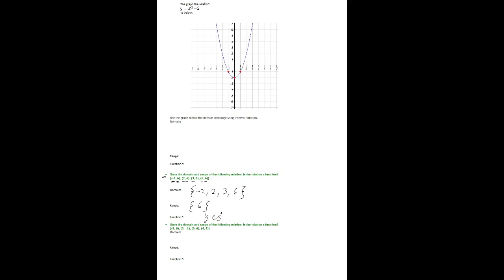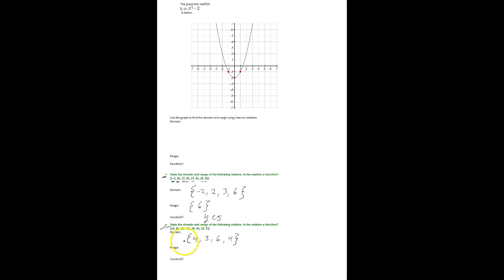So let's look at the next one here. State the domain and range of the following relationship. Is the relationship a function? Okay, here, so what's our domain? Our domain is 4, 3, 6, and 4. So there's our domain. The first input value, the first number. You can think of it as x, but it's not always. You can use other variables.